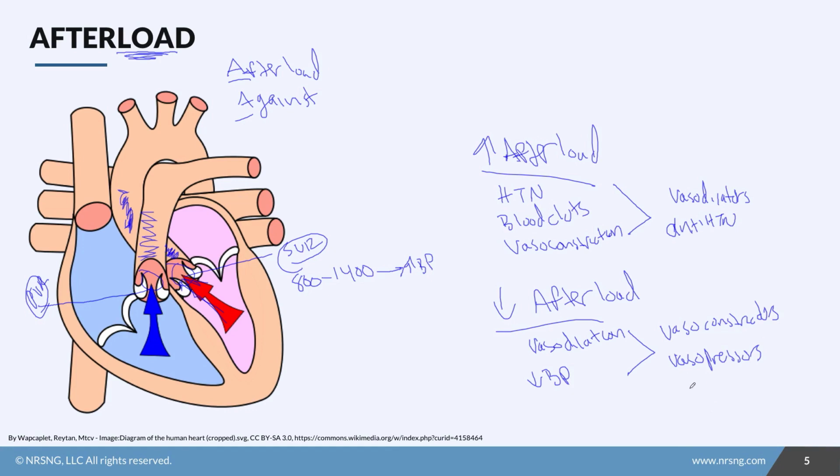So I've mentioned in preload and in afterload, massive peripheral vasodilation. It affects both preload and afterload and can cause major cardiac output issues. We're going to see this in issues like distributive shocks, like septic shock and anaphylactic shock. So be sure to check out those lessons later on in this course.